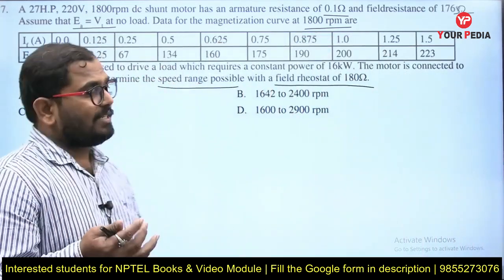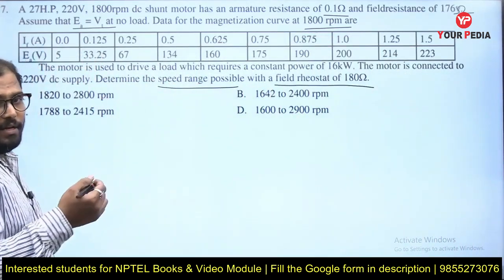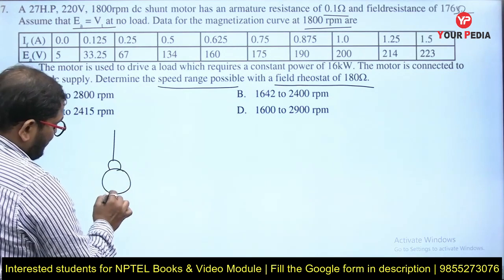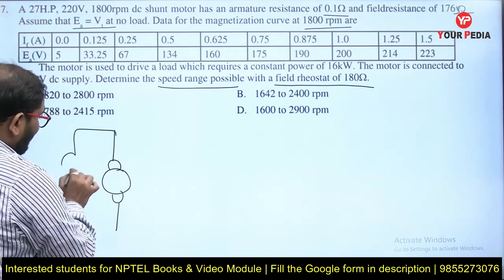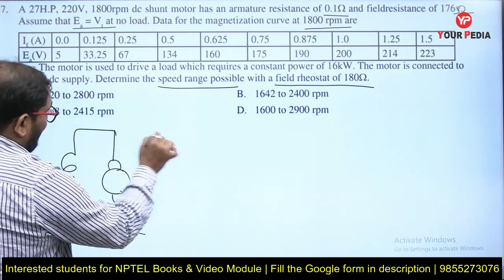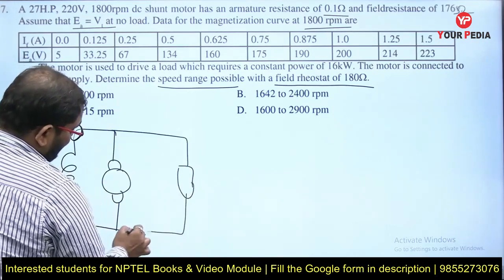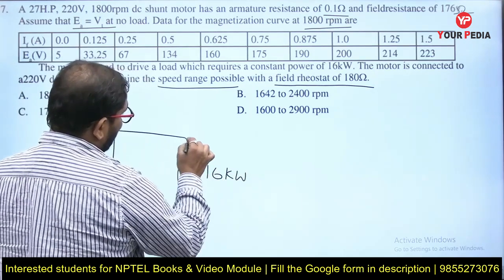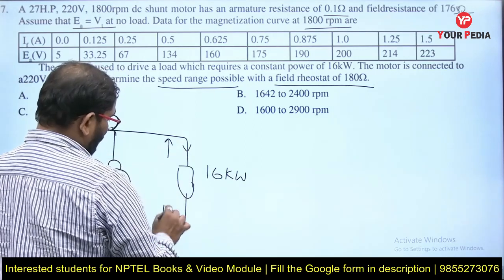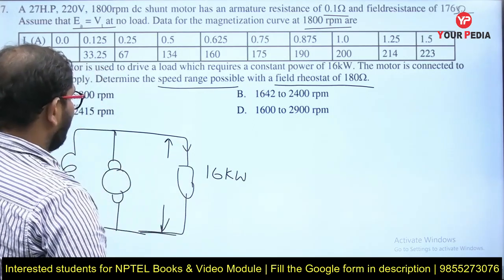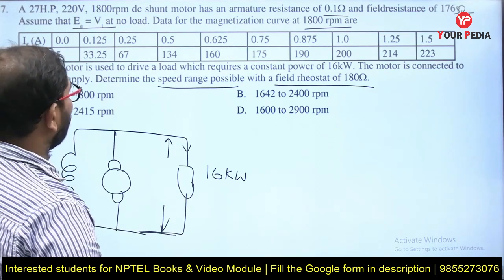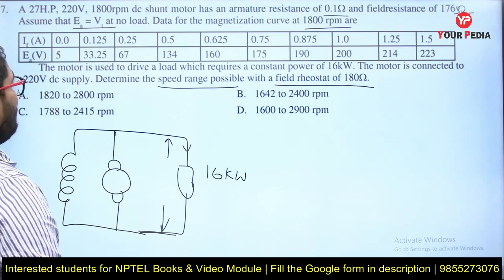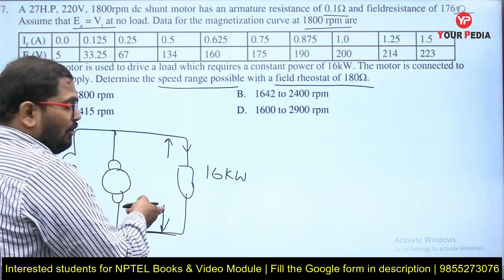By using the basic data, first let me draw the electrical equivalent representation of the DC motor. This is the DC shunt motor, and here you have a shunt field winding like this. It is connected to some load which absorbs 16 kilowatts. This motor is connected to some external load which requires a constant power of 16 kilowatts. This is the motoring load I am talking about.